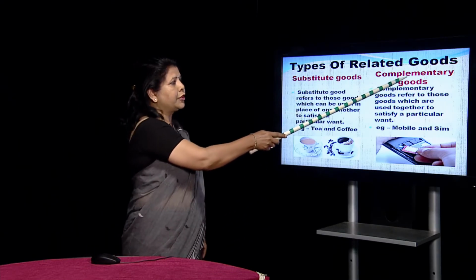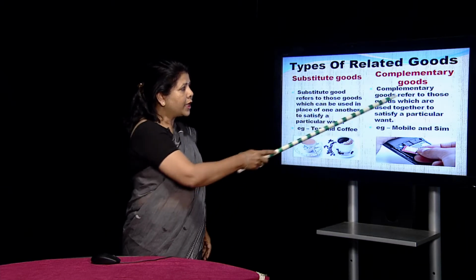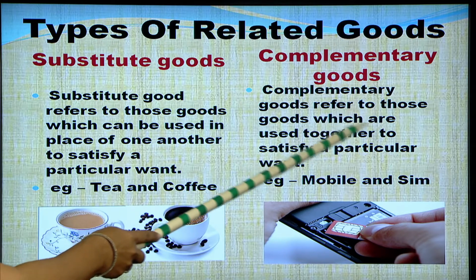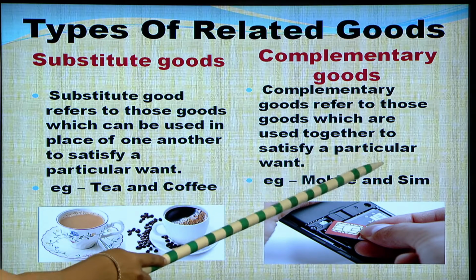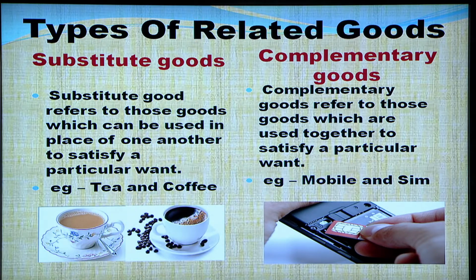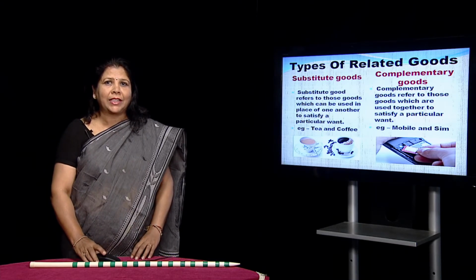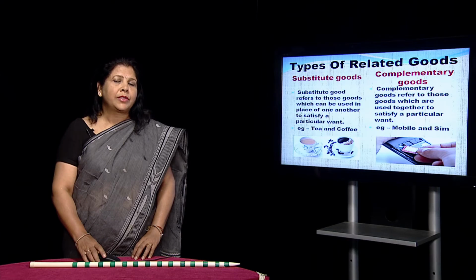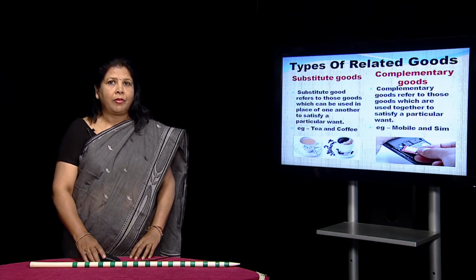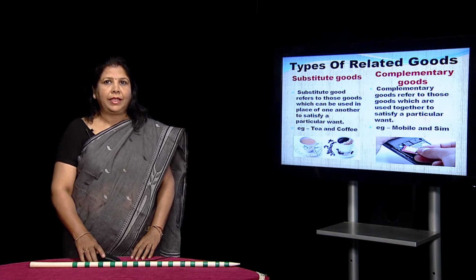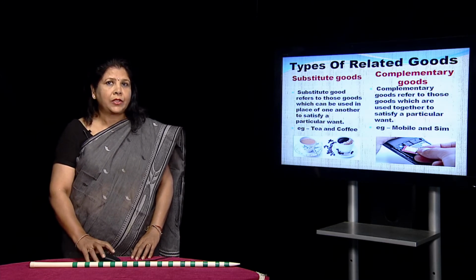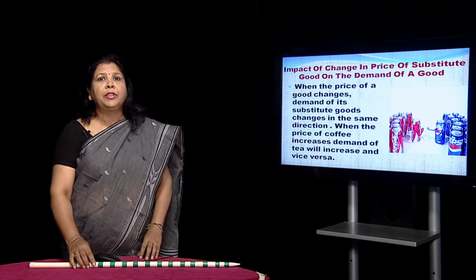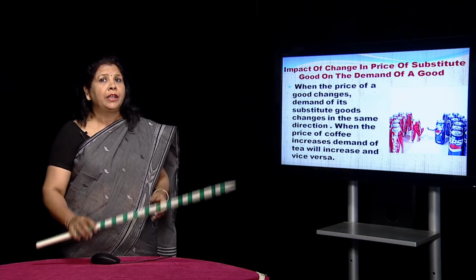Let us now move on to complementary goods. What are complementary goods? Complementary goods refers to those goods which are used together to satisfy a particular want. You have it right. Your most important gadget these days, the mobile phone and the SIM. There are other examples also, car and petrol or car and diesel, and there can be pen and refill and so on. Let us now understand how they are able to affect the demand for the commodity.